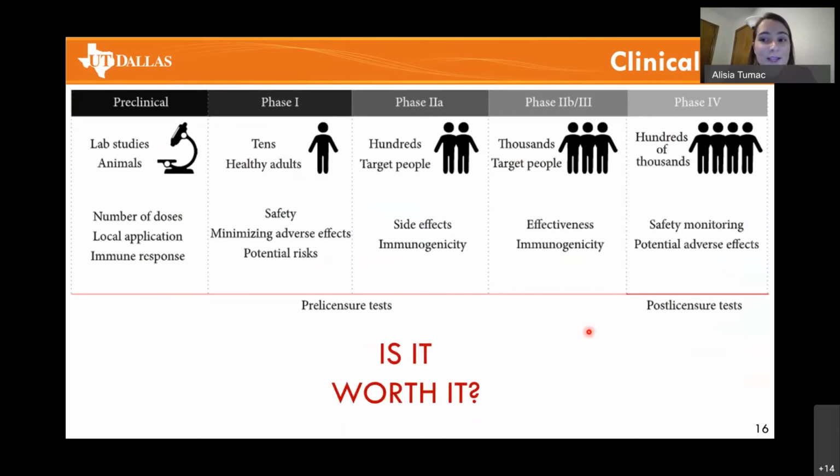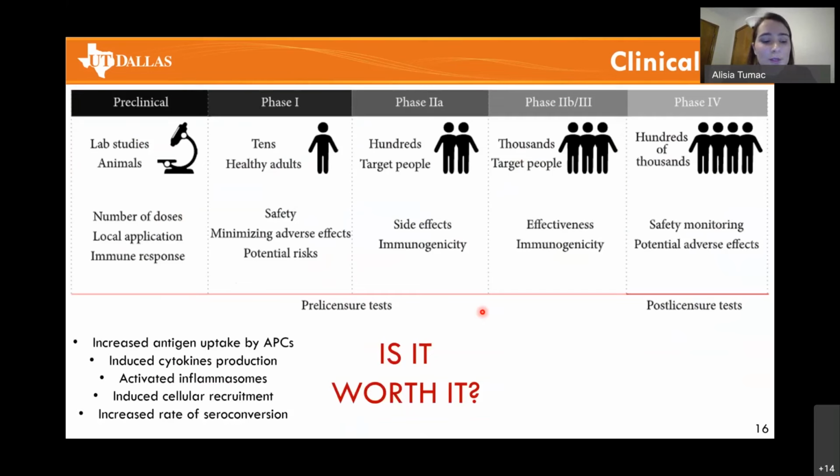This is the reason why vaccines take so long to get marketed. But is it really worth it? Well, I would say so, because adjuvanted vaccines help increase antigen uptake by antigen-presenting cells. They also increase cytokine production and activate inflammasomes. They induce cellular recruitment and increase the rate of seroconversion, which is the amount of time that it takes for the antibody to appear in the blood.